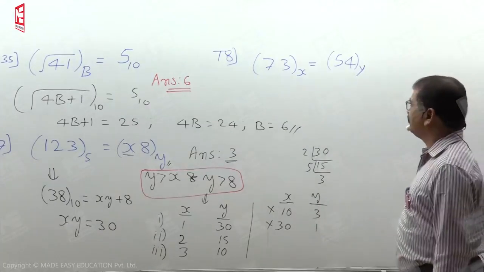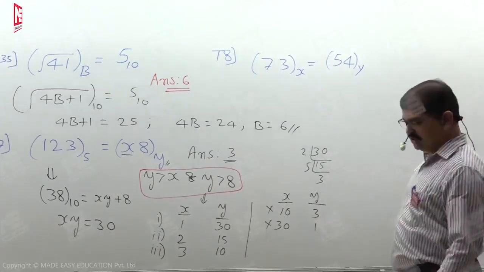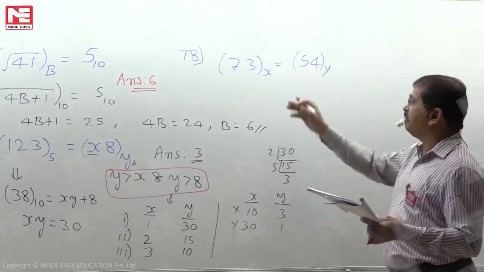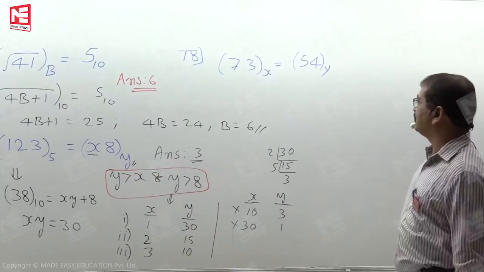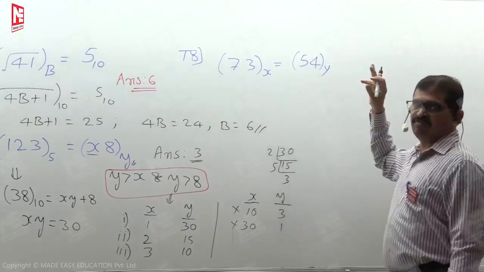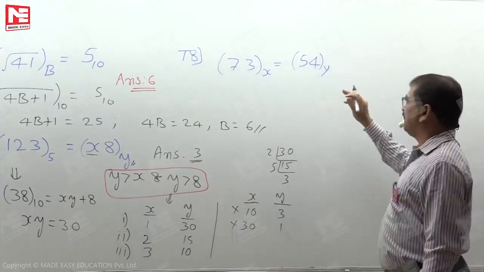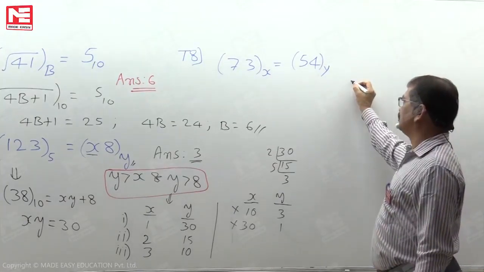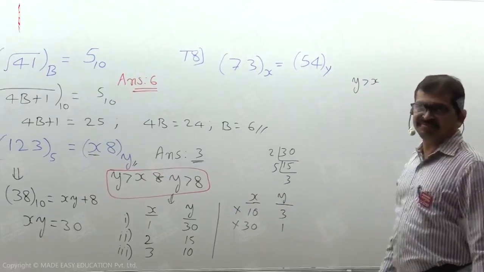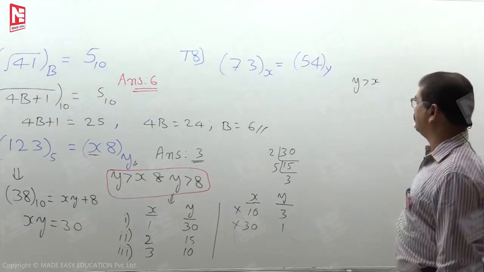Come to the next question. The next question is T8. So in T8 we have the number 73 with the base of x is equal to the number 54 with the base of y. This is possible while working one question I already mentioned. Y must be greater than x. Y must be greater than x.